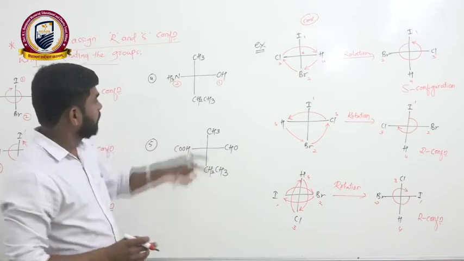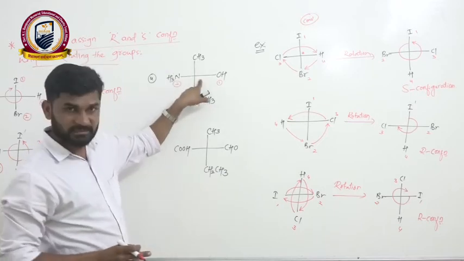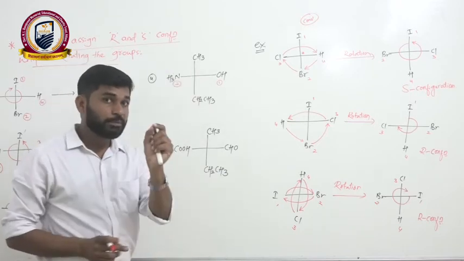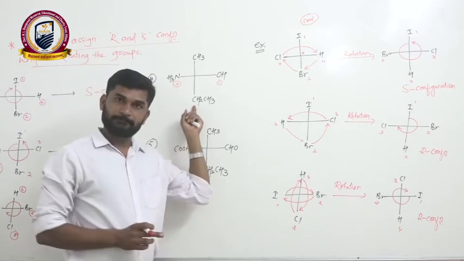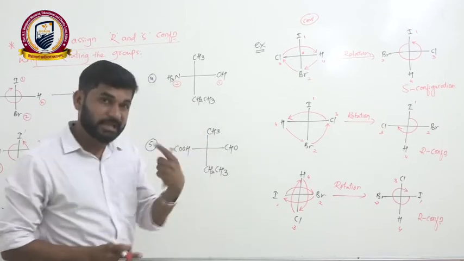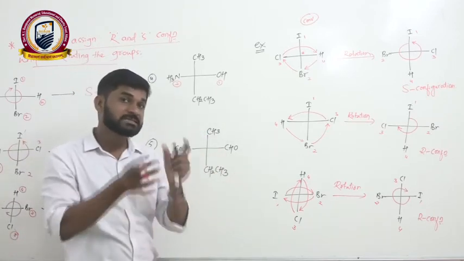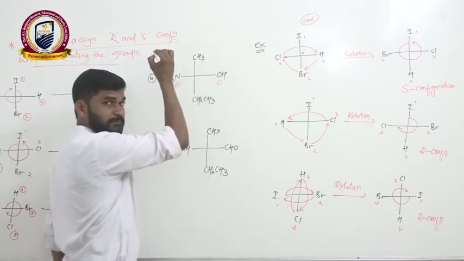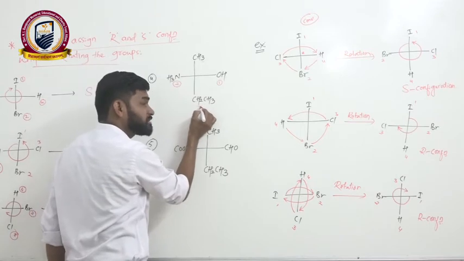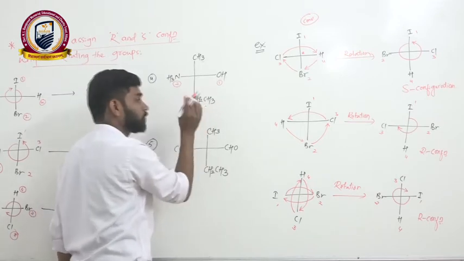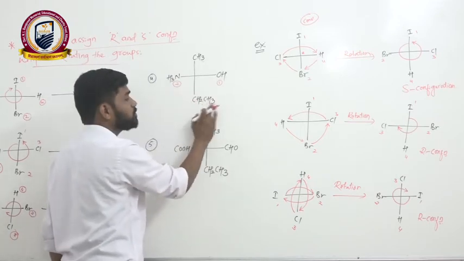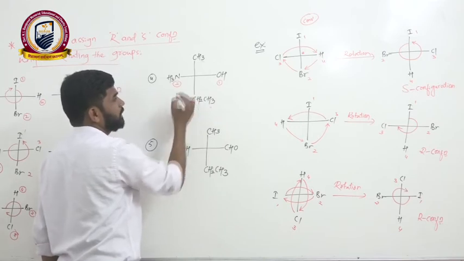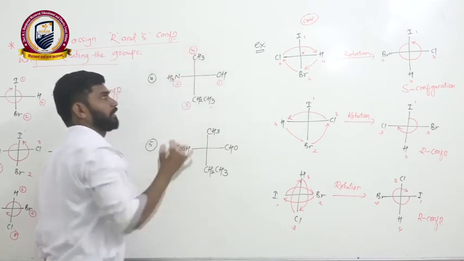The rule is that when the same atom is attached to the chiral center, go for the atomic number of the next atom. If the next atom is also the same, go for the next atom in the same group. Here, the next 3 atoms are hydrogens only. Here, the next 2 atoms are hydrogens and the next atom is carbon. Therefore, priority is given to CH2CH3. It is the third priority and the hydrogen is the fourth priority.